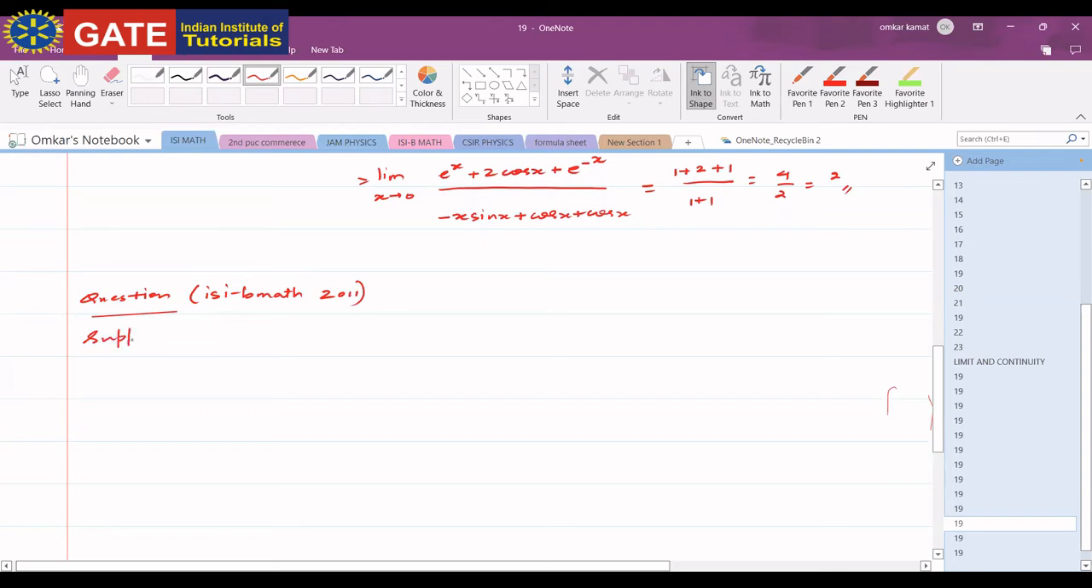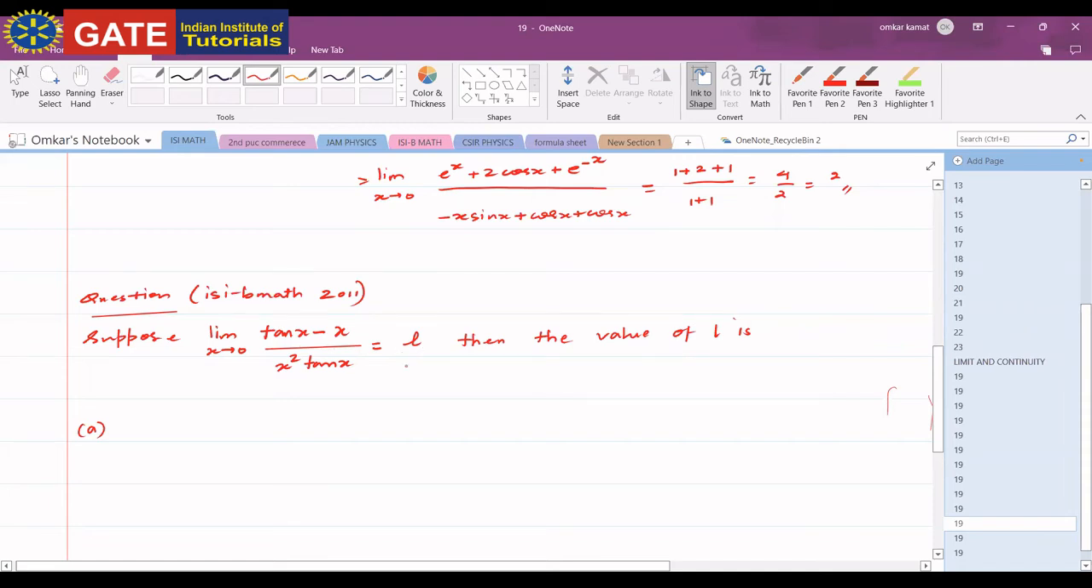Suppose limit as x tends to 0, (tan x minus x) divided by (x square into tan x) is equal to L, then the value of L is: option A, L by root 3.